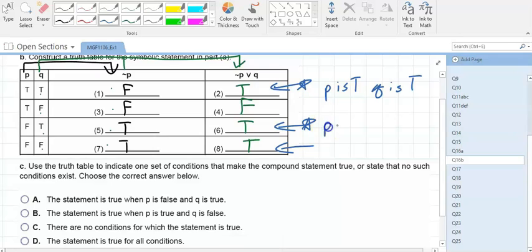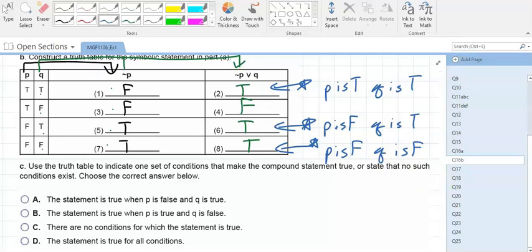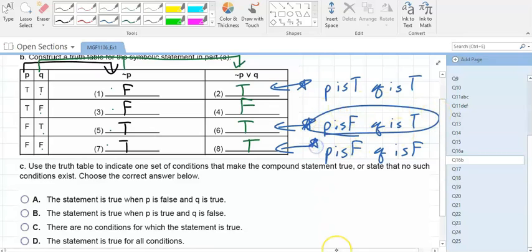There you go. P is false. Q is true. What were the conditions for the fourth row? Both are false. P is false. Q is false. So see if any one of those three answers is down here in your A, B, C, D. So up here it says statement is true when P is false, Q is true. Did I have one of those up there? Yes, right here. P is false, Q is true. There's your answer. It's A.